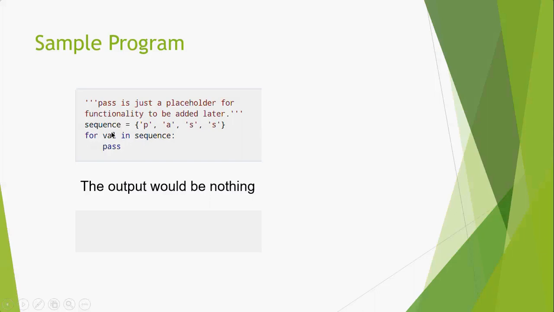So the example is like this: for val in sequence, for this set of sequences, pass. When I'm iterating through that sequence set and saying pass, the output would be nothing. It is just a placeholder, or it just performs nothing at that point of time.